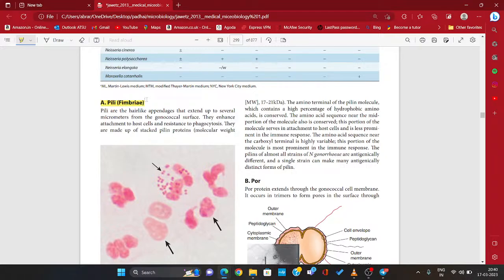Hair-like appendages that extend up to several micrometers from the gonococcal surface. They enhance attachment to host cells and resistance to phagocytosis. They are made of stacked pilin protein of a certain molecular weight.